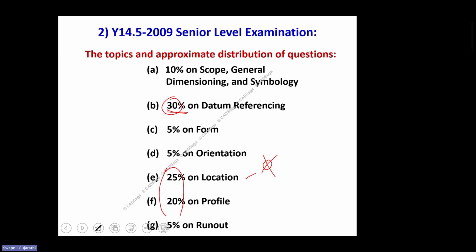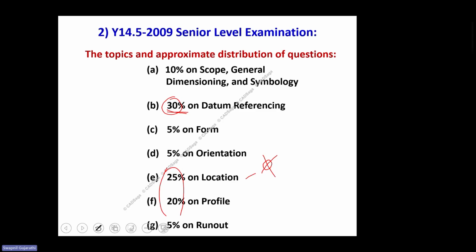Profile, if you understand the tolerance zone, you understand basic dimensions from datums, there is nothing in profile. Just copy the same surface and offset it to get the tolerance on a profile. But with position, many things are there. We need to be careful there. And even in location and profile, you will get many questions from composite tolerancing, composite profile, composite position, as well as combined position, combined profile, and multi-level positions.